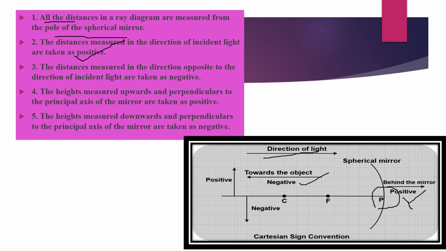And the height measured upward and perpendicular to the principal axis is taken as positive. This is your principal axis. So whatever height you measure upward and perpendicular to the principal axis is positive, and the height measured downward, also perpendicular to the principal axis of the mirror, is negative. That's the sign convention. Along the axis, your right-hand side will be positive and left-hand side negative, and the portion above the principal axis is positive, while the portion below the principal axis is negative.